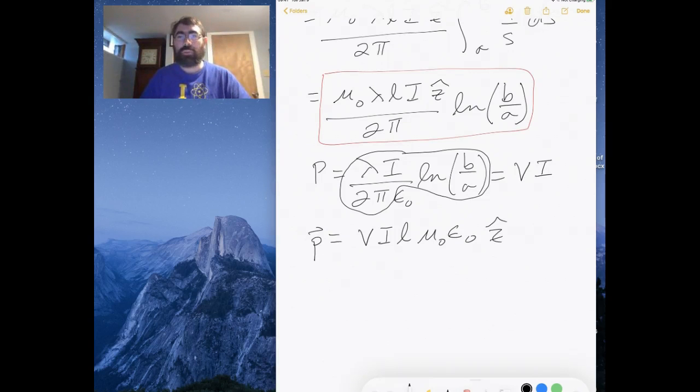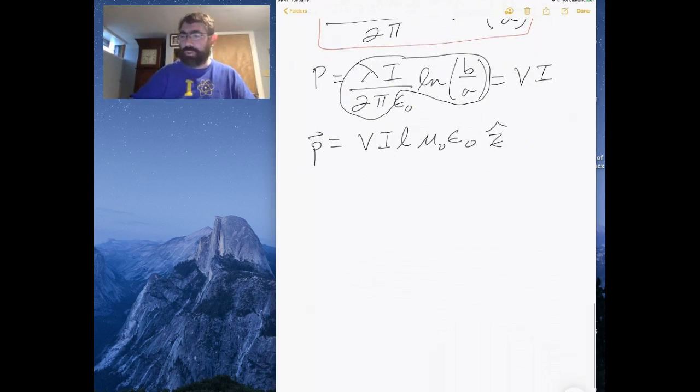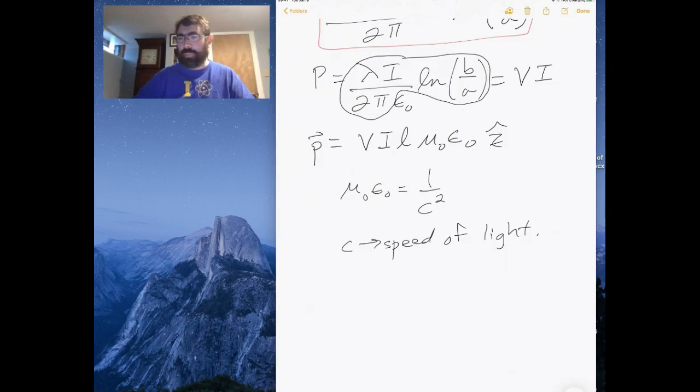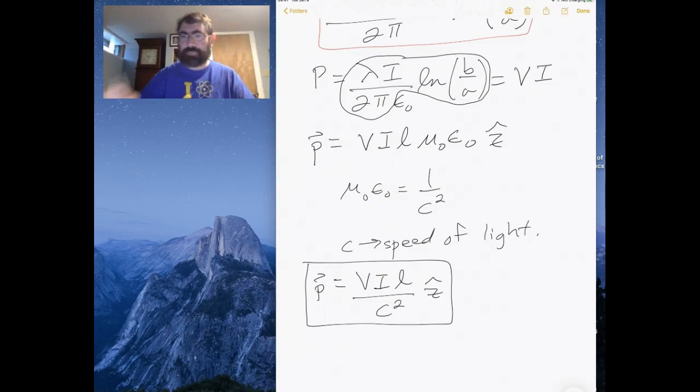Now let's say that we don't want to work with mu 0 or epsilon 0. We can rewrite them. So if you remember that mu 0 epsilon 0 is equal to 1 over c squared, where c is the speed of light. So therefore, in this case, the momentum in the fields in this coaxial cable is VIL over c squared in the z direction, like so.